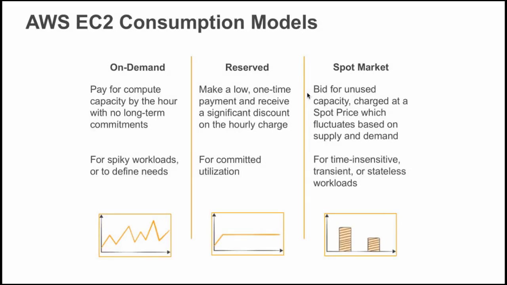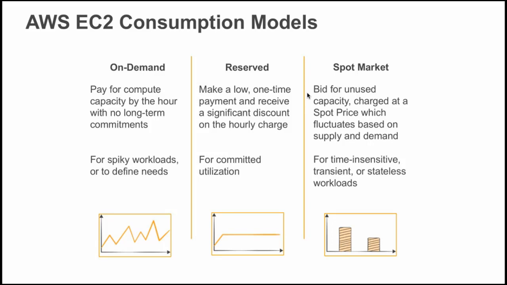Just a quick review of the three different consumption models when it comes to EC2. The first being on demand, right? This is the utility-based purchasing model where you pay for your instances by the hour. You launch an instance, you pay for it, you shut it off, you stop paying for it, just like electricity. Great for spiky workloads or as you're working through defining what your workload patterns will be.